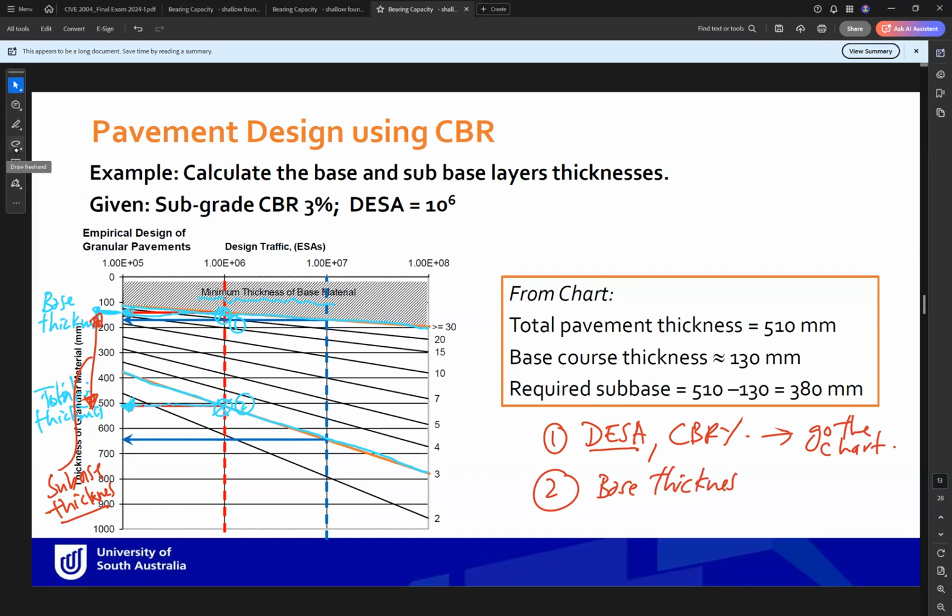Then using the chart, we will find the base thickness. For example, here, how much should the base thickness be at this point? So from 0 to this point is, for example, 130 millimeter. Number 3, using the other point, you have the total pavement thickness. How much in this case? 510, for example.